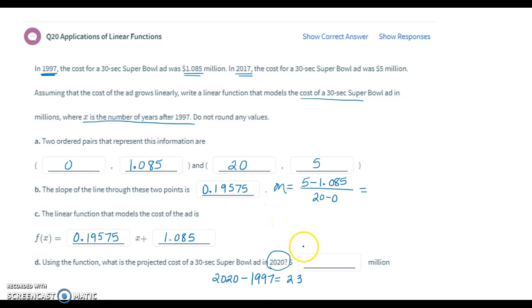So to answer this part, we want to find f of 23. We're going to substitute into the function we just found: 0.19575 times x, which is 23, plus 1.085. And we get $5.58725 million.